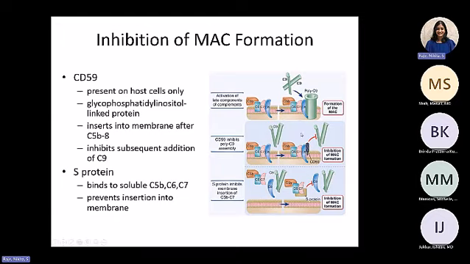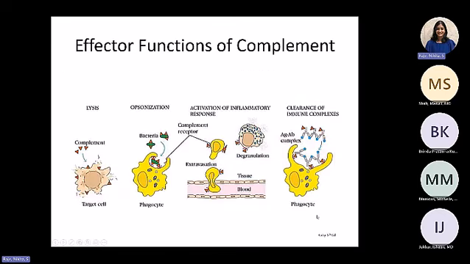CD59, it causes problem in that last step of C9 insertion. And then protein S binds to C5b, C6, and C7 and prevents their insertion into the membrane. That's your S protein. Effector functions of complement: it leads to lysis of the cell by membrane attack complex. It helps in opsonization by binding to the microbe, and then helps in inflammatory response through those anaphylotoxins, and it also helps in clearance of immune complexes.